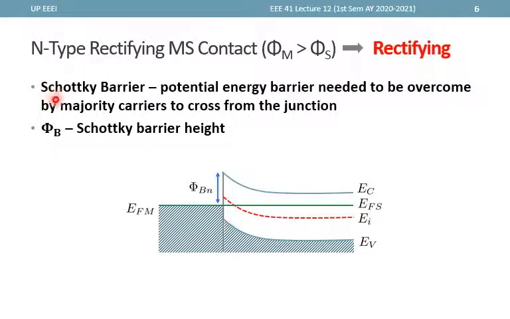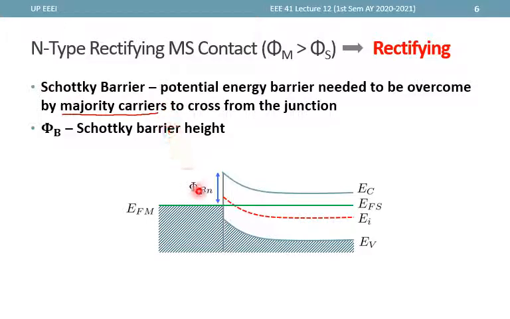Okay, in more detail, the Schottky barrier height is the potential energy barrier needed to be overcome by majority carriers to cross the junction. But first, take note that in this definition, we actually stated majority carriers. So for this example, since we are dealing with an N-type semiconductor material for our MS contact, then we'll be talking in terms of electrons.